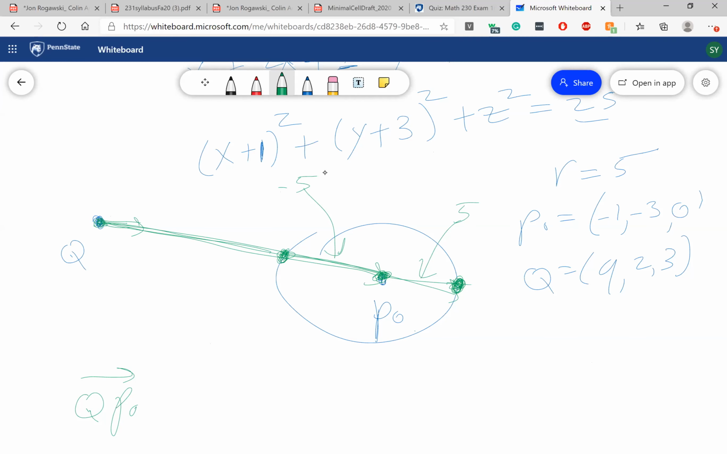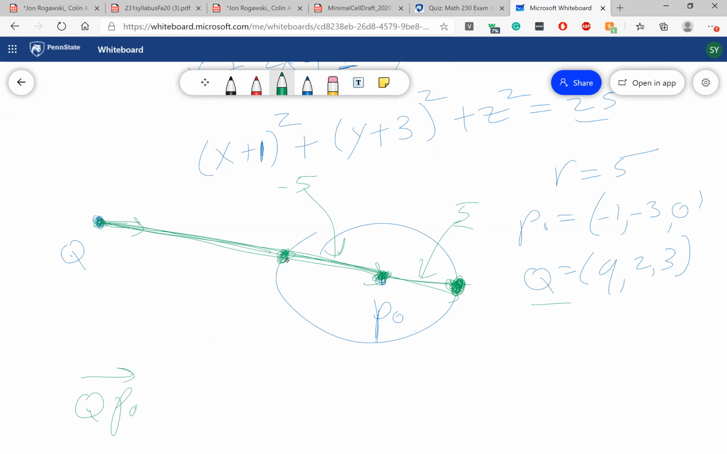Sorry. Yeah. So there are a few different questions you can be asked in this area. One of them is to find the furthest distance from the point Q to a point on this sphere, which would end up being this point over here. How can you find that? You can find the distance from Q to P naught, and then you can add 5 to that.